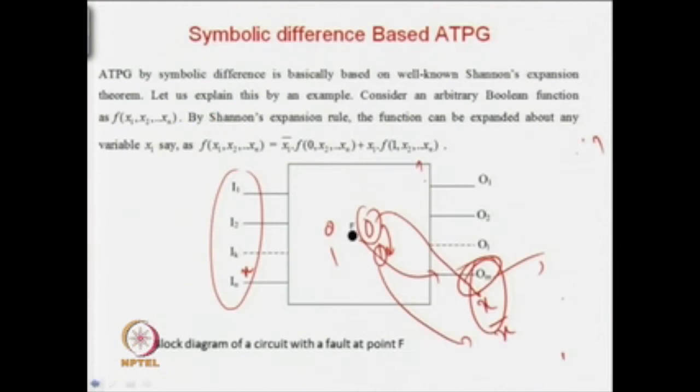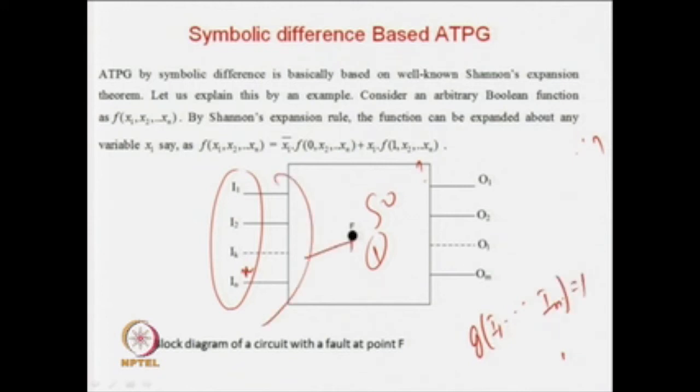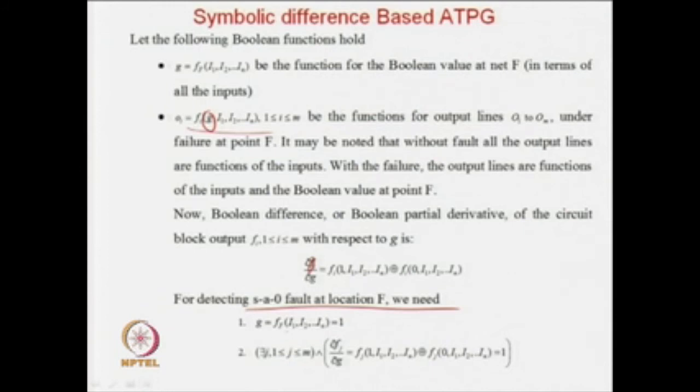Obviously, we are going to detect a stuck at 0 fault here, so we have to apply a 1 over here. What we have to do is very simple. First thing is to apply a 1. How do you apply a 1? g of I1 to In should be equal to 1, because these inputs only control this. So we write g of f of I1 to In equal to 1. This is the first condition that has to be satisfied.